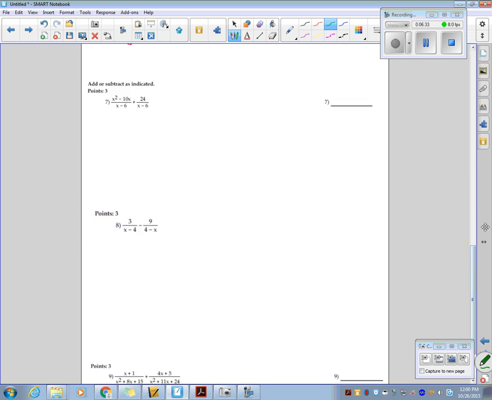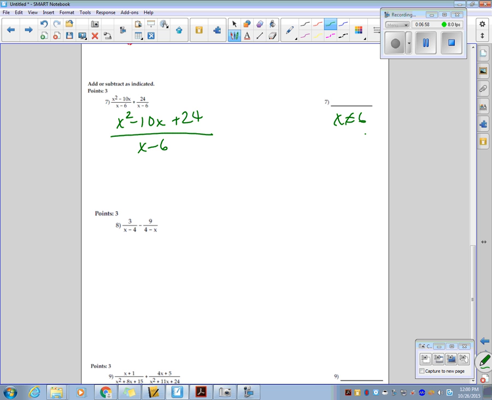Okay, number 7 is another division problem. No, I'm sorry, it's an addition problem. And the numerators need to be combined. The denominator is the same, so we can go ahead and do that. So it's x squared minus 10x plus 24 all over x minus 6. And we're going to go ahead and tell you that x cannot be 6.